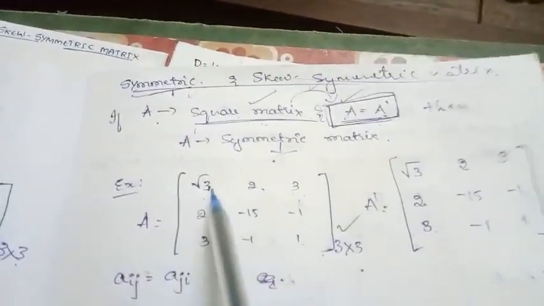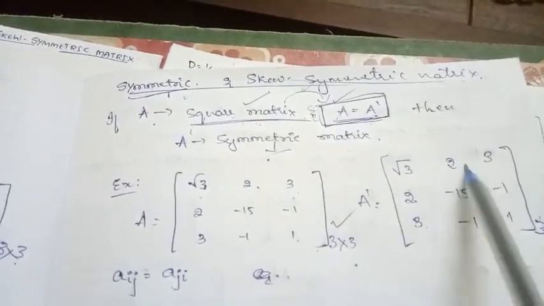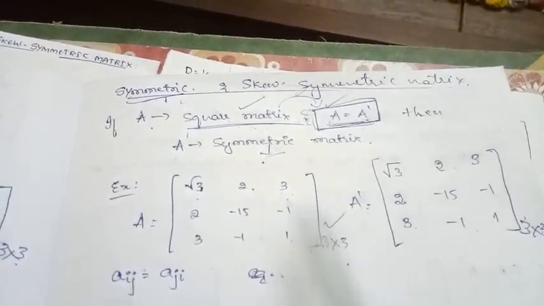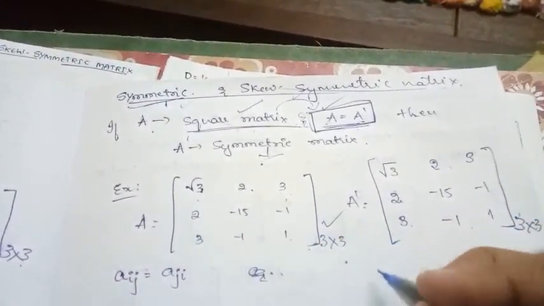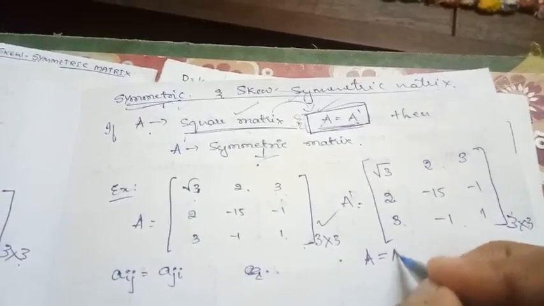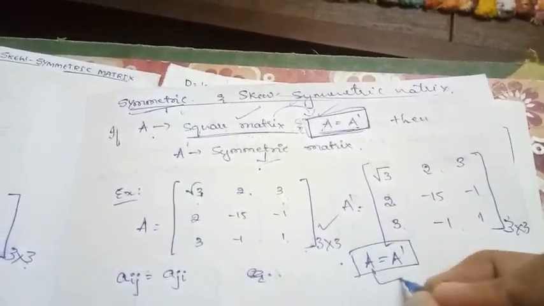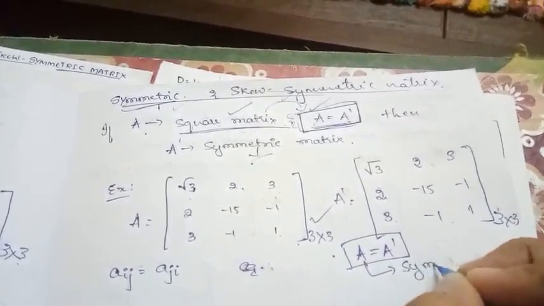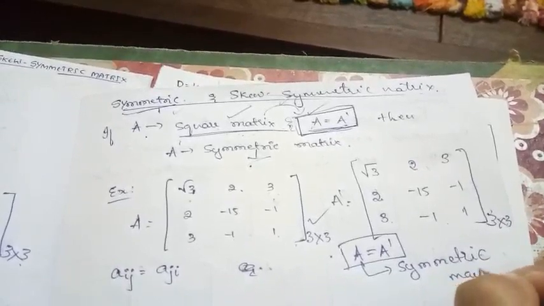Okay, now check here. Root 3, 2, 2. How will we check the equality? Corresponding elements must be the same. Can you see here? Yes, all the corresponding elements of these two matrices are the same. That is, A is equal to A transpose. So when A is equal to A transpose, then matrix A is a symmetric matrix.